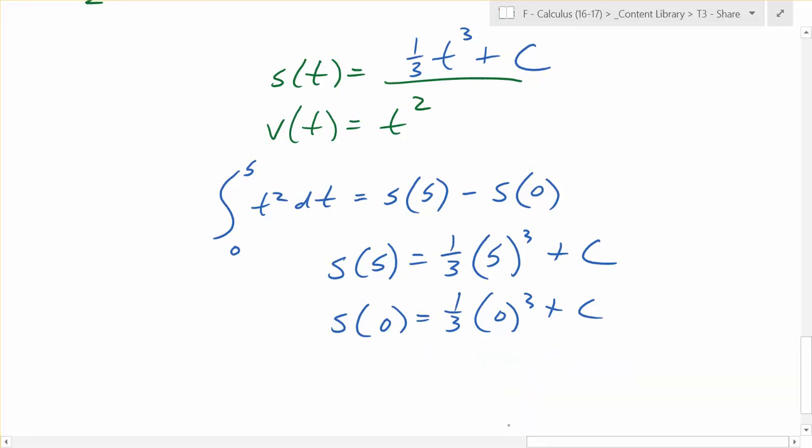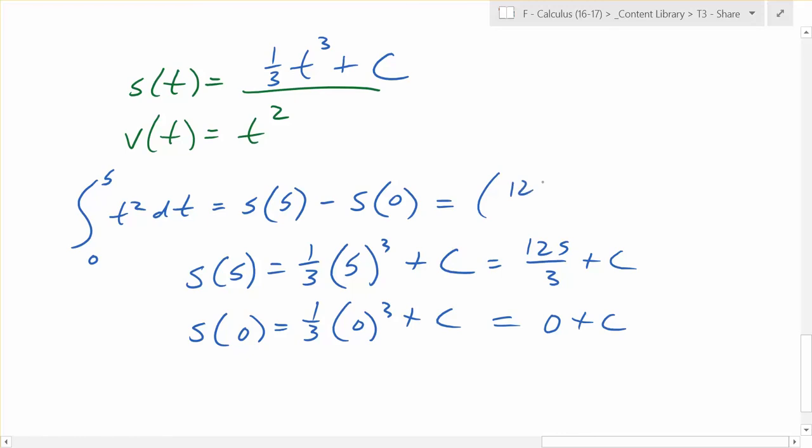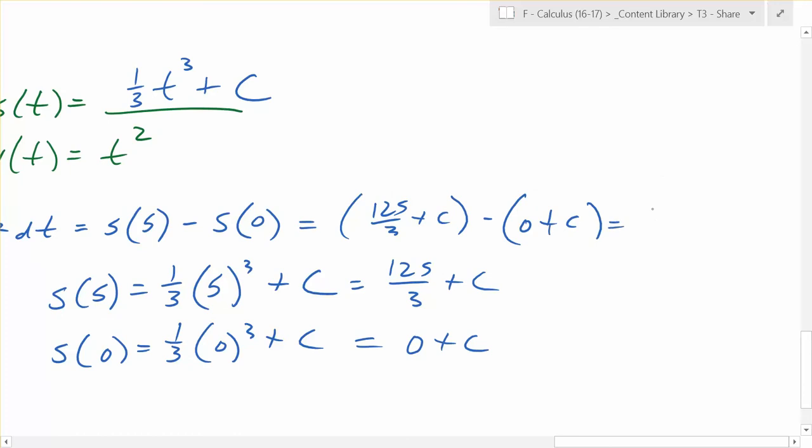So if we do this out, what do you get? What's 5 cubed? 125 over 3 plus C. And what's this one? 0 plus C. So what's this going to be? 125 over 3 plus C minus 0 plus C. What's that going to come out to be?